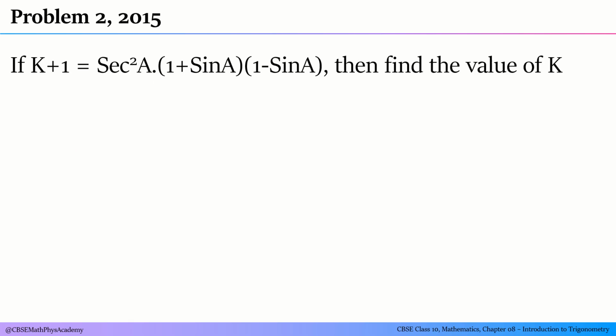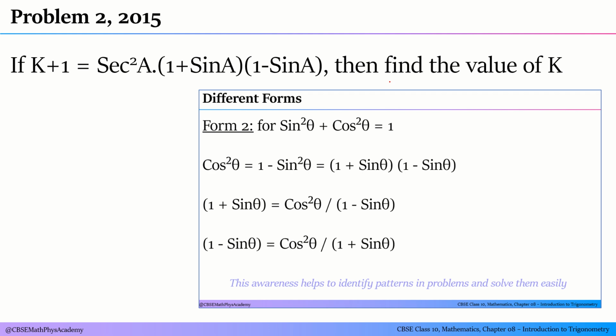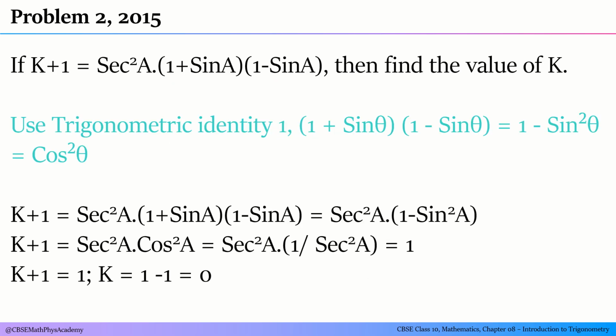Now problem 2. If k plus 1 is equal to secant square A into (1 plus sin A) into (1 minus sin A), then find the value of k. So when you see these two forms, you should relate that this is trigonometric identity 1. Kindly refer to my video 9 to familiarize yourself with the different forms of the trigonometric identities. This is nothing but related to sine square theta plus cos square theta is equal to 1. It is one of the alternative forms. So you'll be using this format to solve this problem.